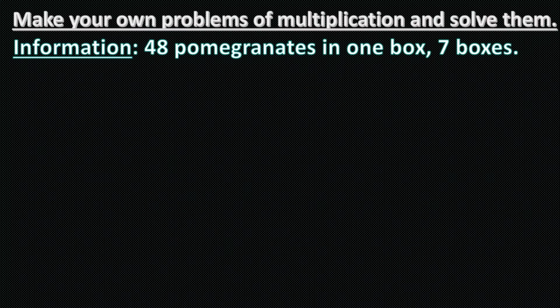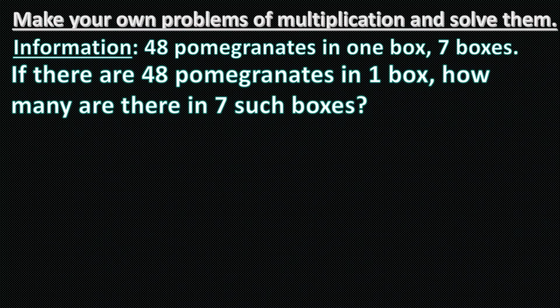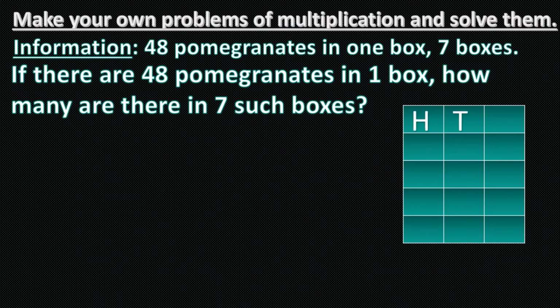Now make your own problems of multiplication and solve them. Here the information is given. With the given information we have to form our own problems and solve that problem. Here the given information is 48 pomegranates in one box, 7 boxes. So the question we can frame is, if there are 48 pomegranates in one box, how many are there in 7 such boxes? Draw the columns, write hundreds, tens, units.